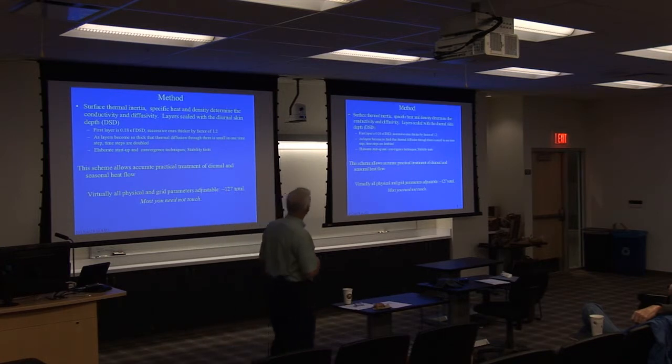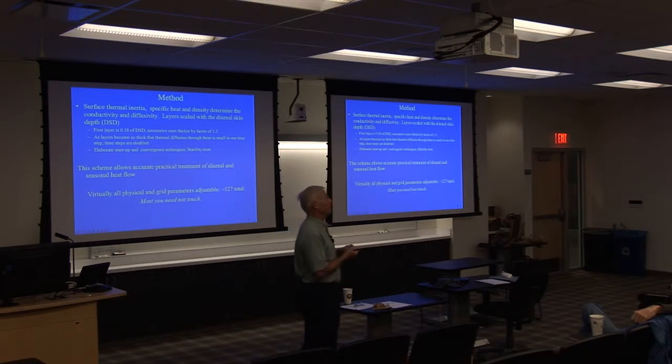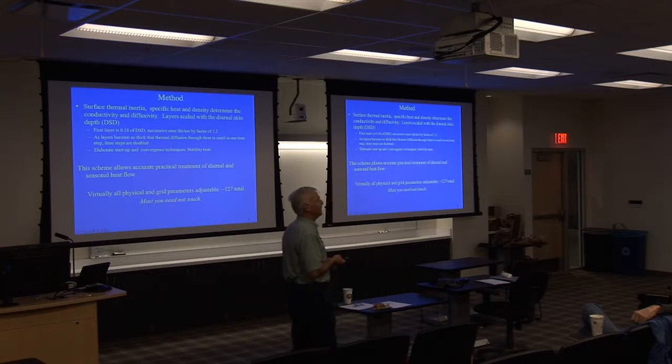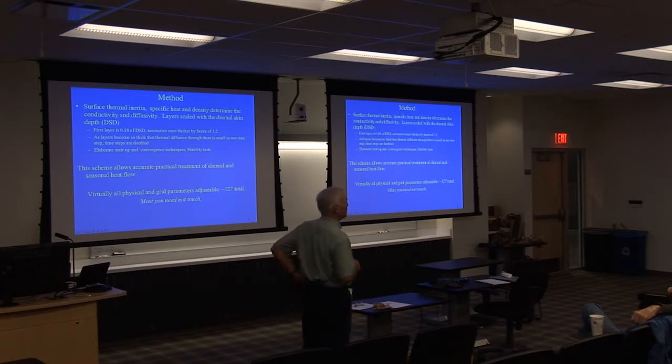Surface thermal inertia, specific heat, density, determine conductivity. For the surface layer, you actually don't input the conductivity. You input the thermal inertia, which is the number you care about typically, the density and the specific heat, and it calculates the conductivity. For the bottom layers, you actually put in the conductivity, the density, and the specific heat. It's an oddity left over from the way this thing evolved.